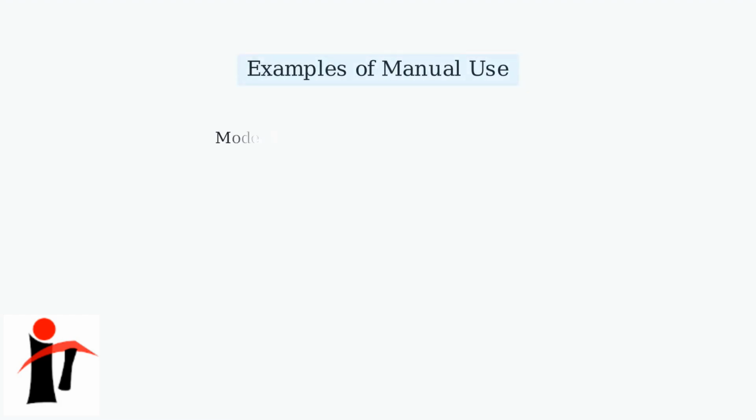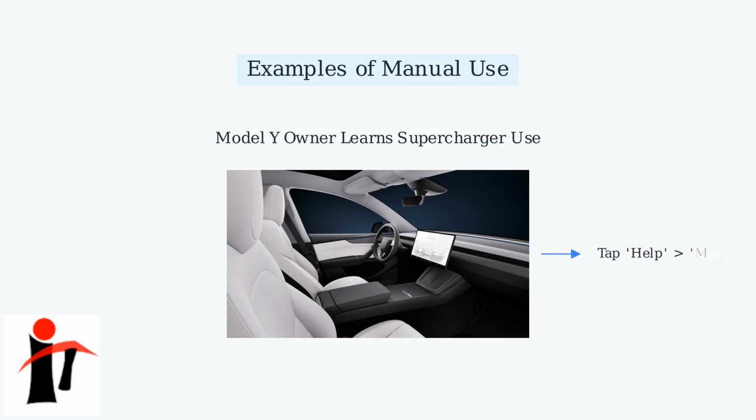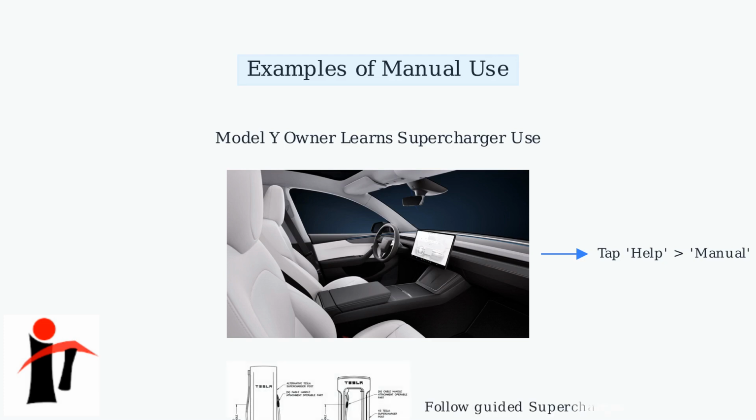Let's look at real-world examples of Tesla owners using the manuals effectively. First, imagine a new Model Y owner who needs to learn about using superchargers. They tap the Help icon on the touchscreen display, then select Manual to access the on-screen version. The manual provides a guided tutorial with videos and step-by-step instructions on how to connect and charge at a supercharger station. This helps avoid common mistakes and ensures a smooth charging experience.